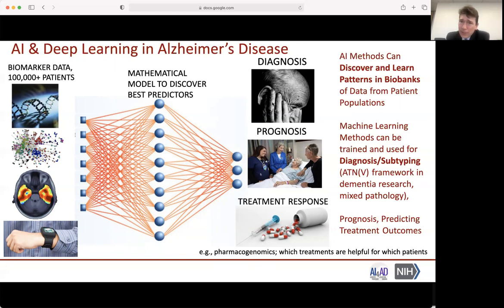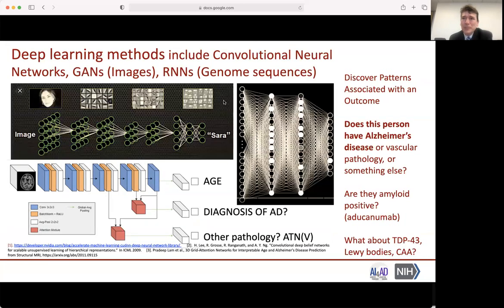And AI methods are very useful in discovering and learning patterns in biobanks, huge amounts of data from patient populations. And we can train and use these methods for diagnosis and also subtyping. So in Alzheimer's disease research in particular, we're very interested in understanding the mixture of pathologies that are going on, whether it be amyloid or tau or neurodegeneration or even vascular disease. And we're also interested in using these methods for predicting future prognosis and treatment outcomes.